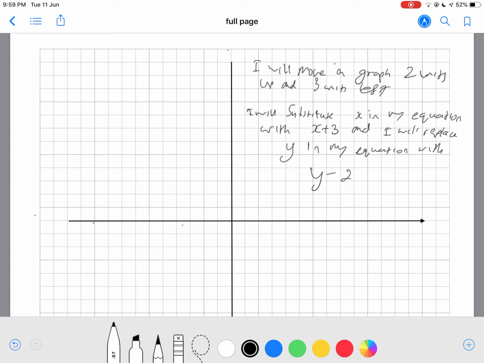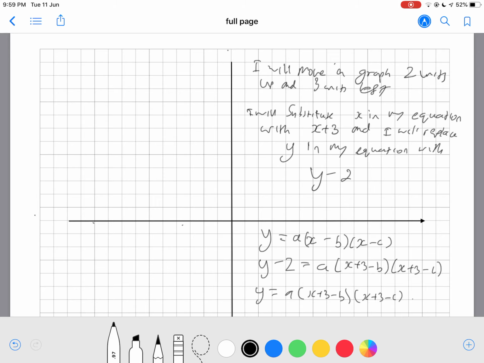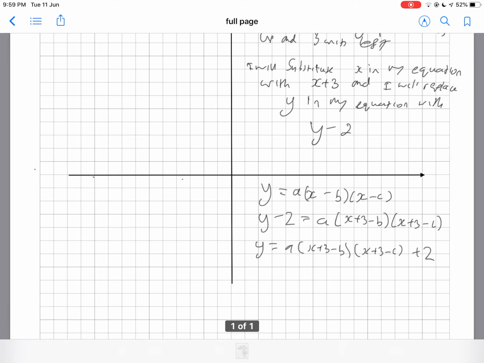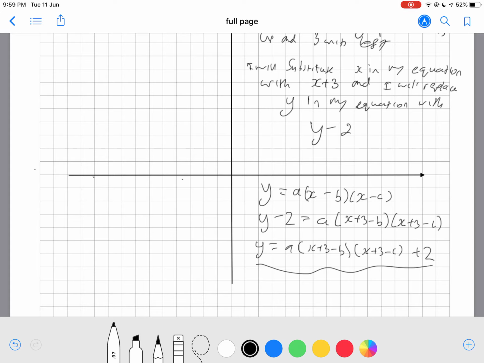So for example, we have our parabola here, y equals a, x minus b, x minus c, okay? So we'll say y minus 2 equals a, replace x with x plus 3, so x plus 3 minus b, x plus 3 minus c. So y equals a, x plus 3 minus b, x plus 3 minus c, plus 2. That's basically all there is to it. You don't have to do anything else for this part of the question. That's all you have to leave your answer as, okay?